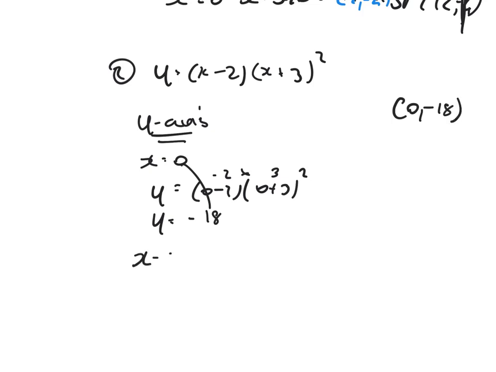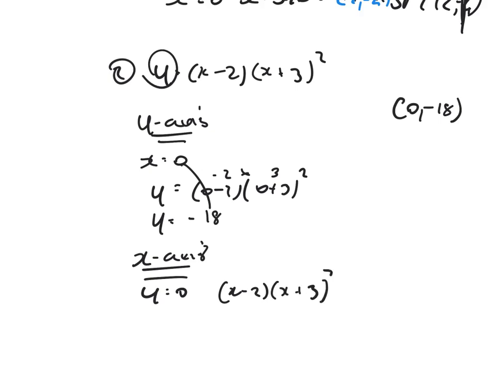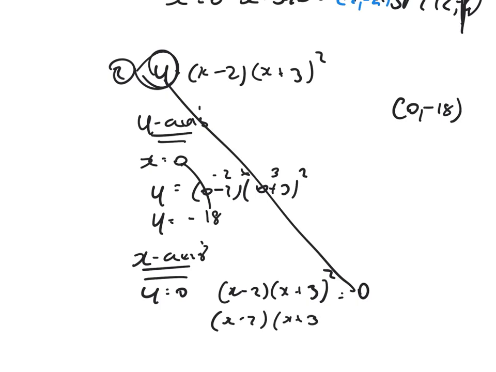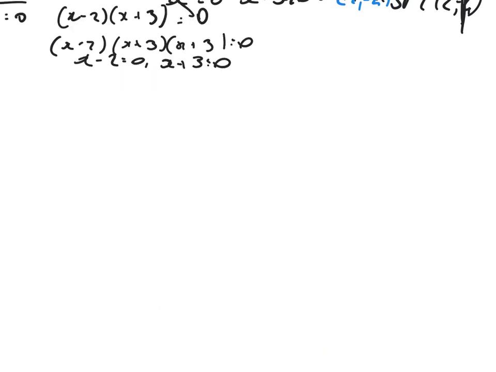Let's now investigate the x-axis. So for the x-axis, I'm going to make y equal to 0. So that'll be x minus 2 bracket x plus 3 all squared is equal to 0. Okay, the thing's already factorised, ideally. So x minus 2 bracket x plus 3 bracket x plus 3 is equal to 0. x minus 2 equals 0, or x plus 3 is equal to 0. So that's x equals 2, or x equals minus 3. So that's now 2, 0 and minus 3, 0.